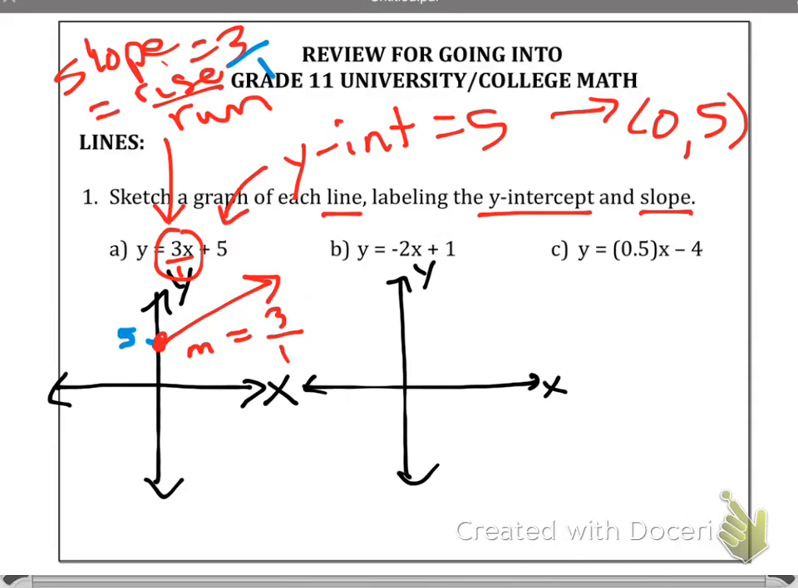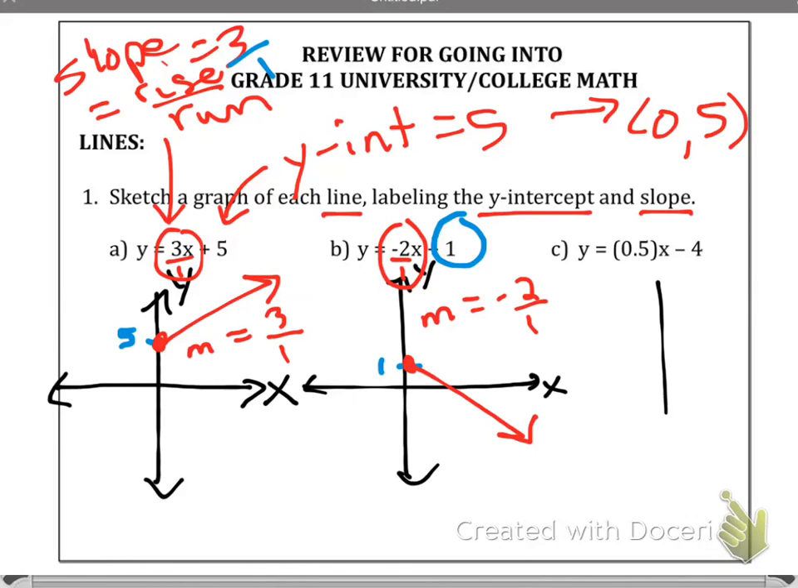What is my y-intercept? It's always the number that's not with the x, so positive 1 is my y-intercept. Got a point there. And my slope is negative 2 over 1, so my slope is negative, so that's going to go down, and my slope is negative 2 over 1. Over here, my y-intercept is negative 4, so that'd be down here somewhere. So that is my y-intercept, and then my slope is 0.5 over 1.